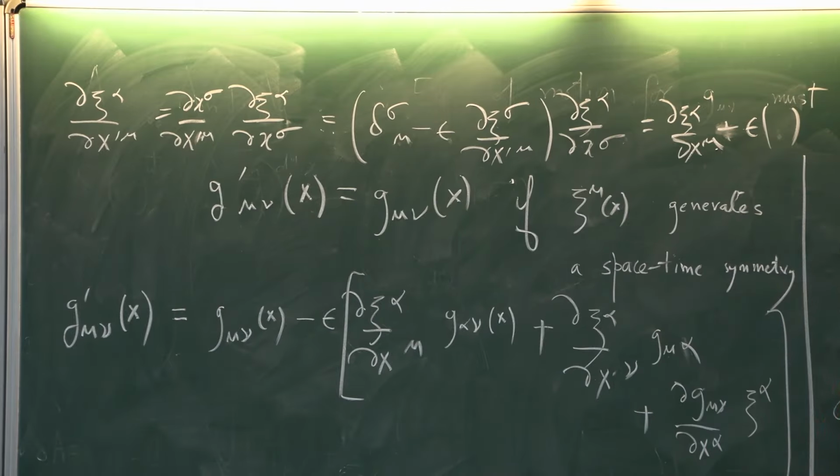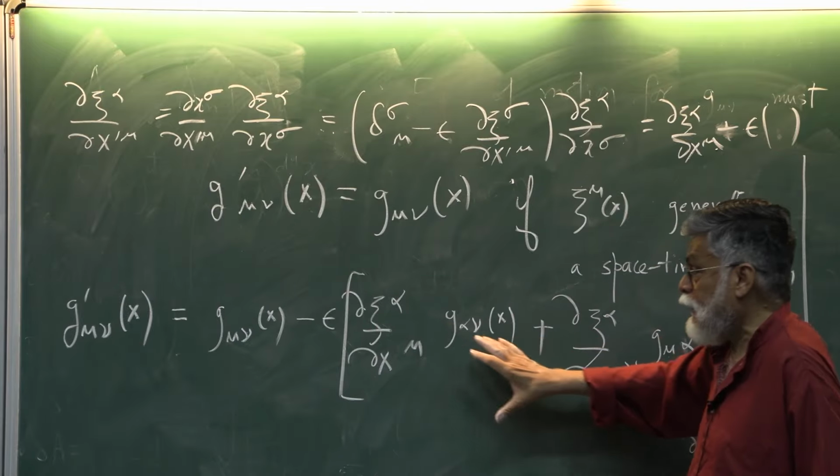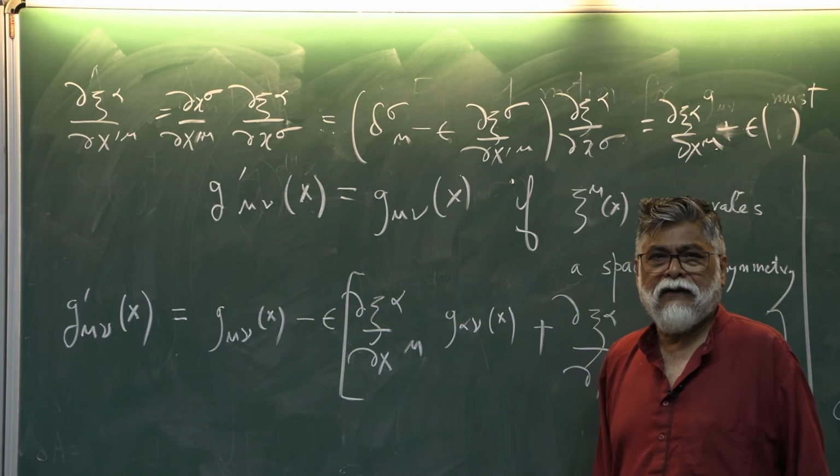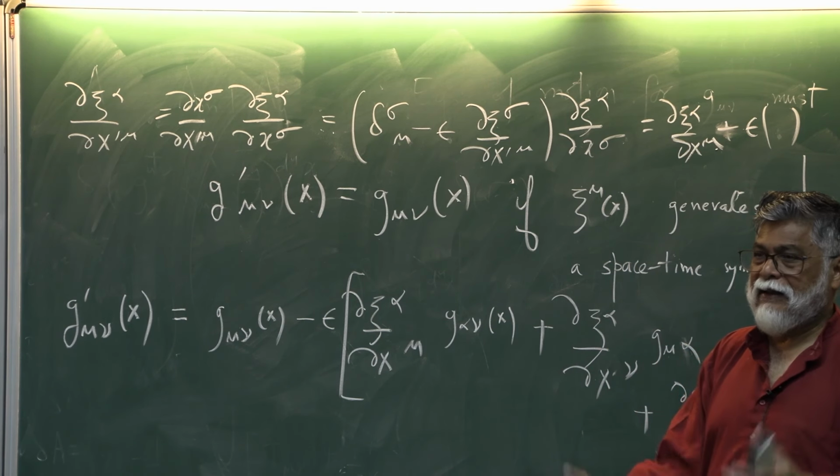So we have to be consistent. That's the power of mathematics. We just have to use pure logic and impose that epsilon is so tiny that I can throw away second order terms in epsilon. So we have got a beautiful expression. That's g prime mu nu as a function of x is g mu nu as a function of x and this term. Now it's not a tensor equation. You should not even bother about tensor equation. We are now talking about functional dependence on x.